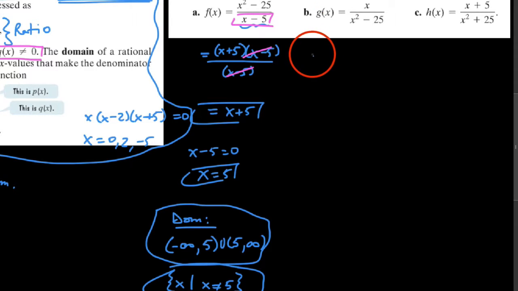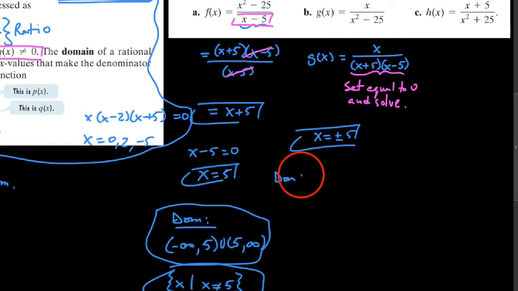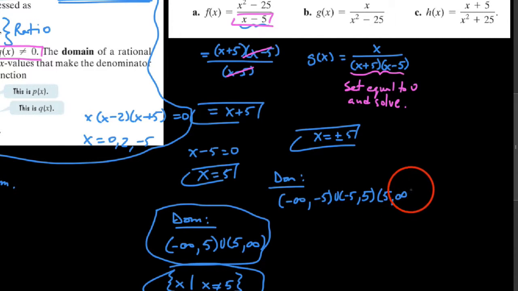Taking a look at this next problem, we're going to start by factoring the top and the bottom. The top doesn't factor. The bottom certainly does; this is our difference of squares again. X squared minus 25 is x plus 5 times x minus 5. Set equal to 0 and solve to find the x values that would cause our denominator to be 0. Our x values will be plus or minus 5. So again, the domain is negative infinity up to negative 5, then from negative 5 to positive 5, and then 5 to infinity, and I forgot my union symbol here, apologize, but this is our domain.